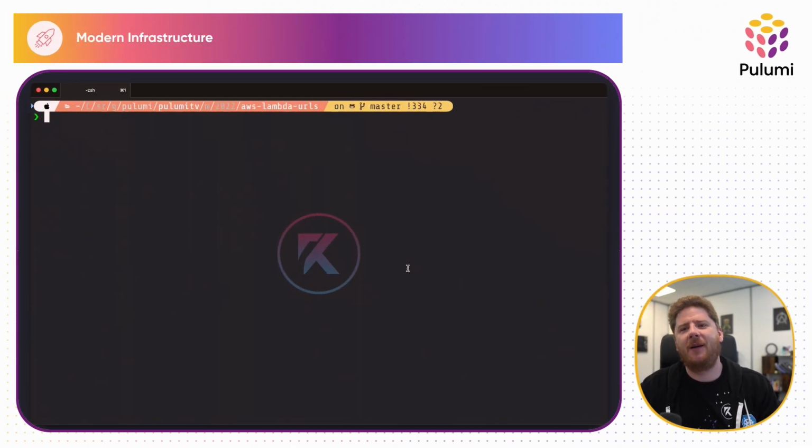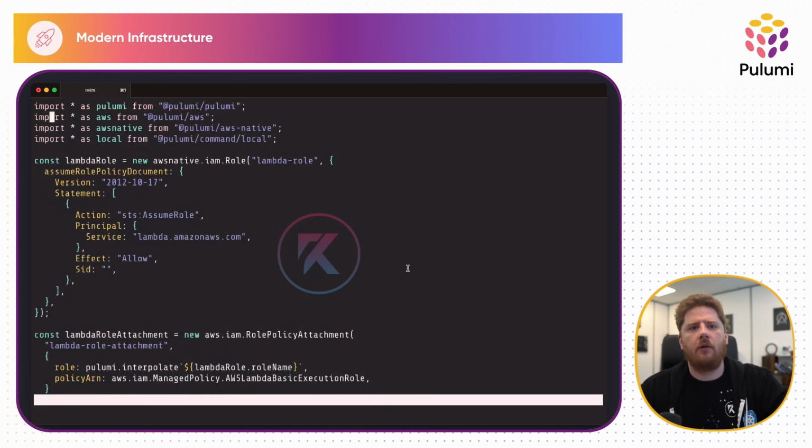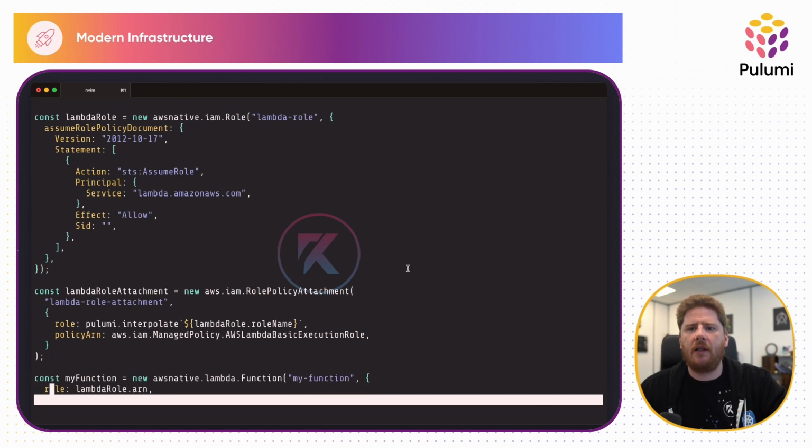Okay, number 5 and our last new feature for this episode of Modern Infrastructure. AWS recently launched Lambda URL functions. This means it's never been easier to deploy a Lambda that has an HTTP endpoint. Okay, so let's run through the code quickly. First, we have a Lambda role and a Lambda role attachment. If you've deployed Lambda functions before, this will not be new to you. However, I'm not going to go over it in any more detail.